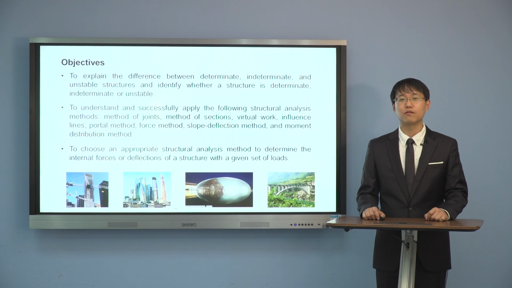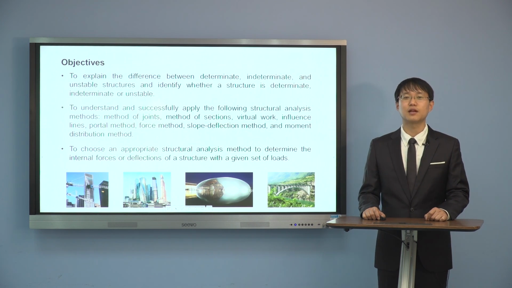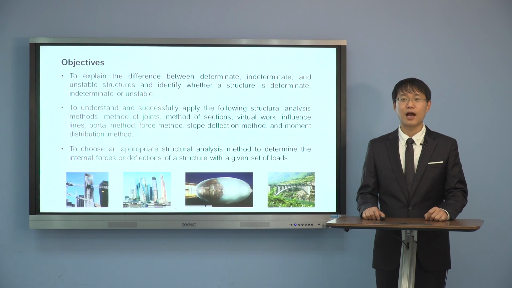There are three main objectives in this course. First objective is to explain the difference between determinate, indeterminate, and unstable structures, and identify whether a structure is determinate, indeterminate, or unstable. The second objective is to understand and successfully apply the following structural analysis methods, such as method of joints, method of sections, virtual work, influence lines, Porter method, force method, slope deflection method, and moment distribution method.